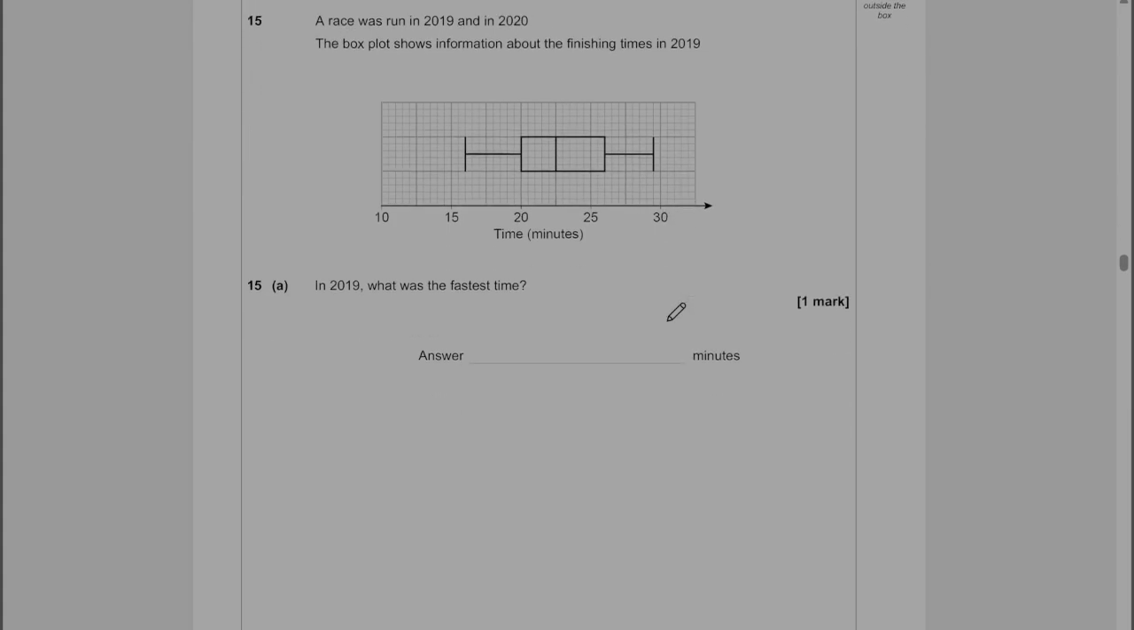Right, question 15. A race was run in 2019 and 2020. The box plot shows the information for the finishing times in 2019. In 2019, what is the fastest finishing time? This is our fastest finishing time, so that's going to be 25. These are going up in 2s, it looks like. Yeah, so we're going to be 29.5 minutes.